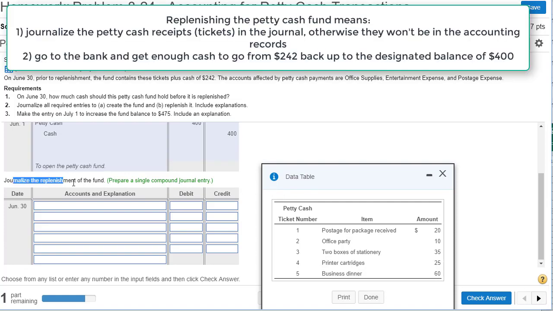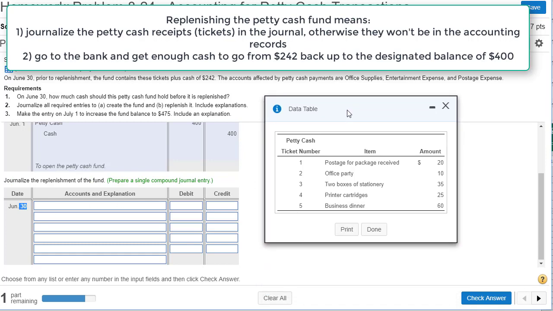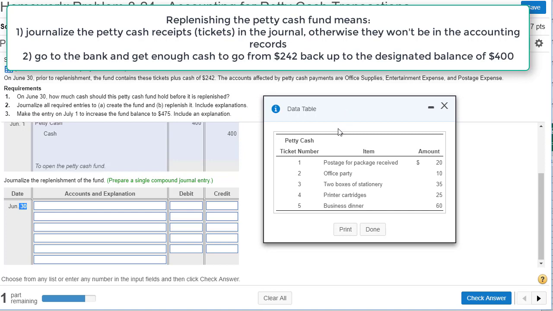Now, journalize the replenishment of the fund at the end of June. So at the end of June, Michael, who's in charge of the petty cash fund, he's going to go get the receipts, and one by one, he's going to journalize them. Because when someone came and got this $20 for the postage, Michael did not run over to the journal and immediately enter that transaction. So at the end of the month, he's going to look at the receipts, and then he's going to journalize it.